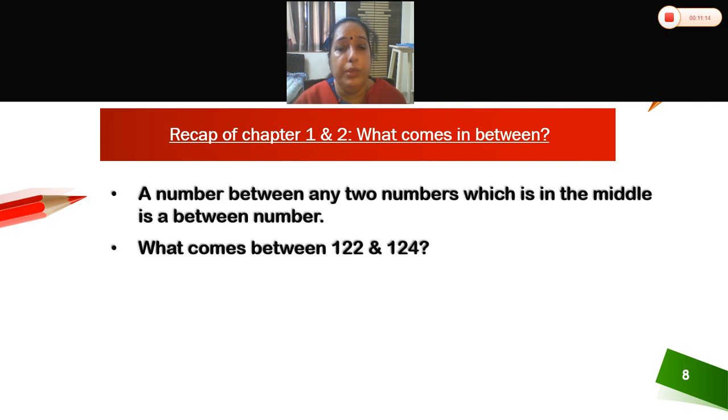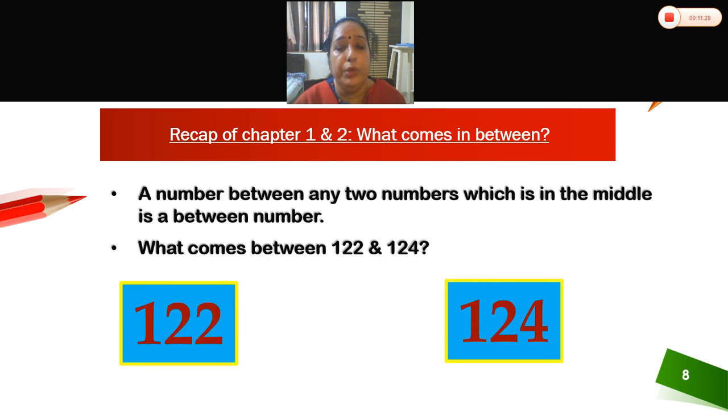Now next concept is what comes in between. A number between any two numbers, which is in the middle, is a between number. What comes between 122 and 124? Tell me children. 123. Very good.